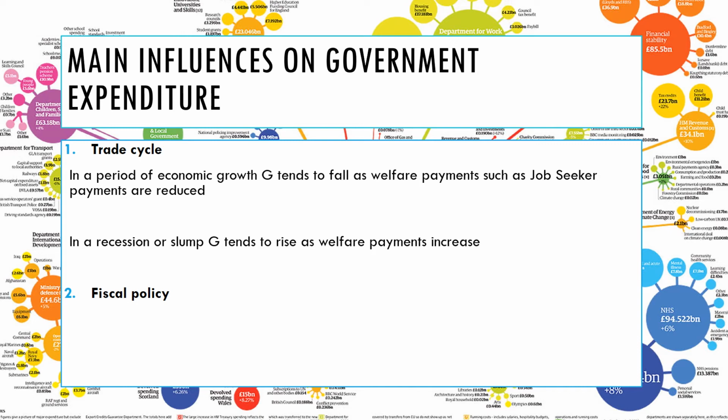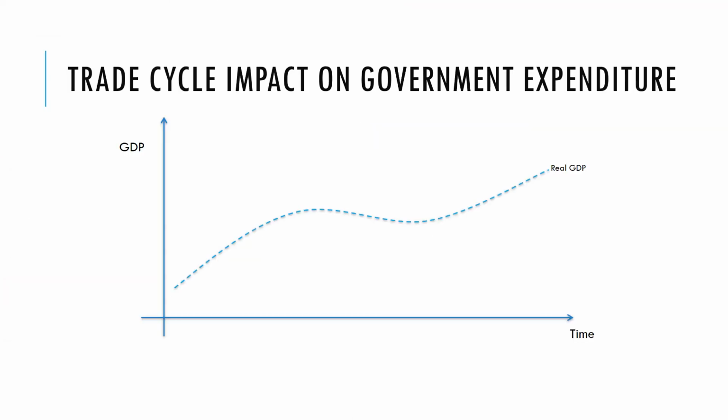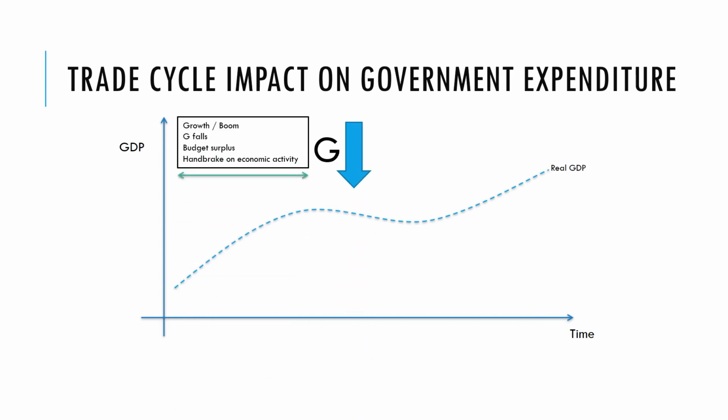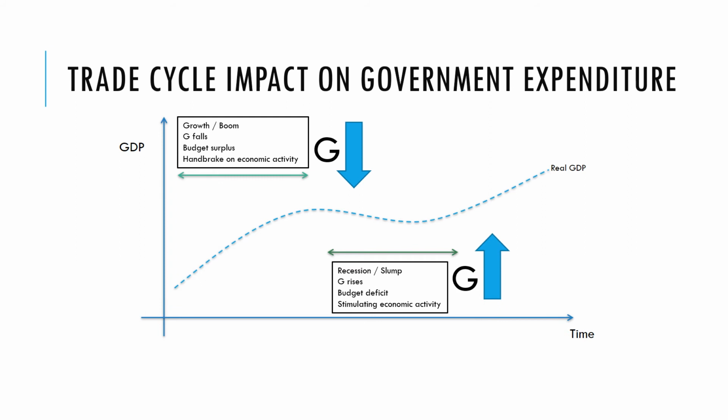In a recession or a slump, it tends to be the opposite. Government spending tends to rise as welfare payments increase. So if you look at that diagrammatically, during periods of economic growth, government spending typically falls because there's less of a requirement to make welfare payments. So it's more likely that the government will have a budget surplus. However, when the economy is in recession or slump, when GDP is at a low level, then government spending will typically rise and we would expect to have a budget deficit.